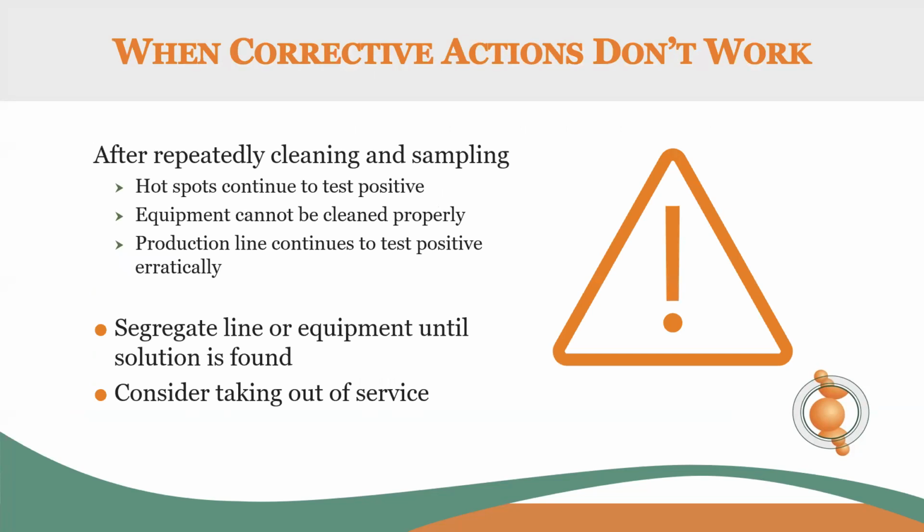Okay, so sometimes corrective actions simply don't work. In spite of every effort to monitor, sample, and correct environmental issues, including deep cleaning equipment and environments, production lines still test positive erratically for pathogens or pathogen indicators such as Listeria species. Such equipment should be segregated and removed until a solution is found. The facility should consider taking the equipment out of service if it cannot be cleaned properly.